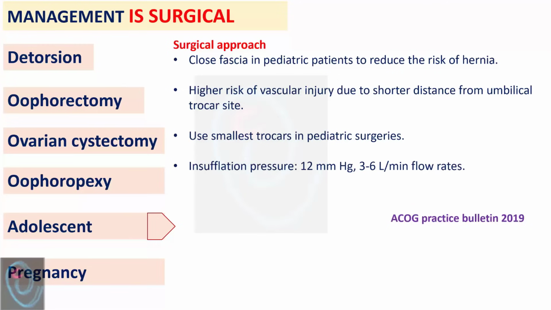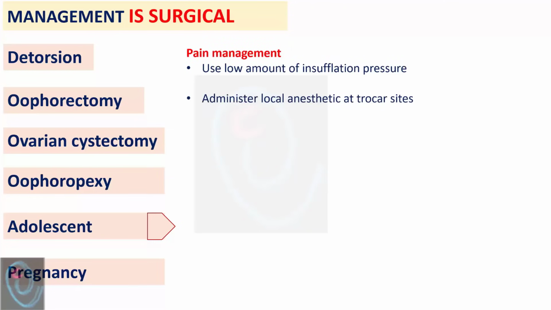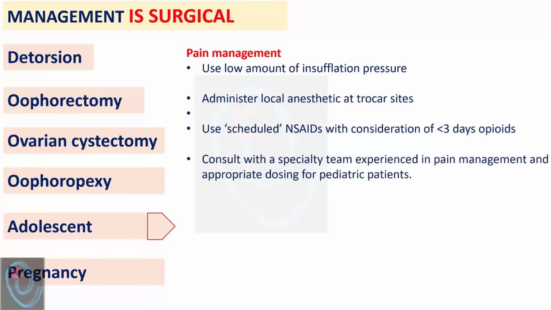Insufflation pressure should be 12 mm mercury with flow rates of 3 to 6 liters. Reduce insufflation pressure if patient weight less than 20 kg. Regarding pain management, use low amount of insufflation pressure, administer local anesthetic at trocar sites, use scheduled non-steroidal anti-inflammatory drugs with consideration of less than 3 days of opioids, and consult with a specialty team experienced in pain management and appropriate dosing for pediatric patients.